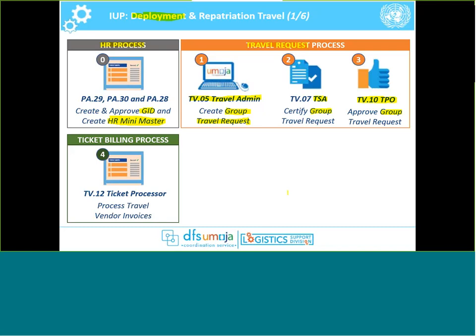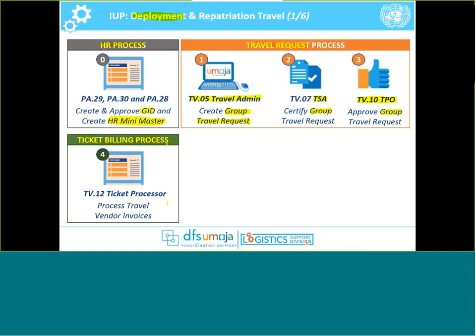All right. So ticket billing process. The ticket processor, the TB12 role in the system, will receive the invoices sent by the travel vendor. The travel vendor will send one invoice per traveler, one invoice per IUP, and the ticket processor will process the invoices and will pay the vendor for each of the tickets purchased.